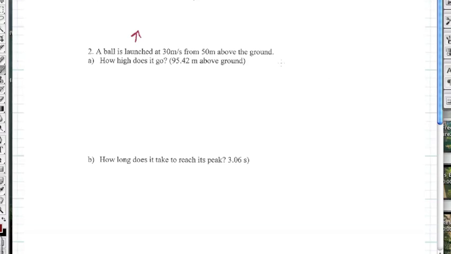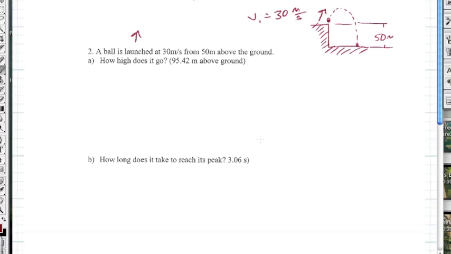So we can think of it as maybe it's on a platform or something like that. And there's a platform right there. And it's launched upwards and comes back down. So this distance right here is 50 meters. And our initial velocity equals 30 meters per second.